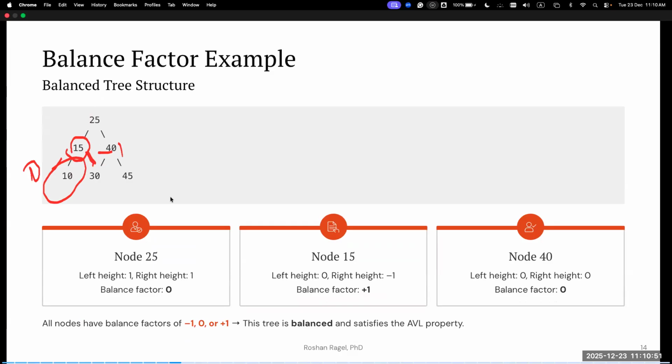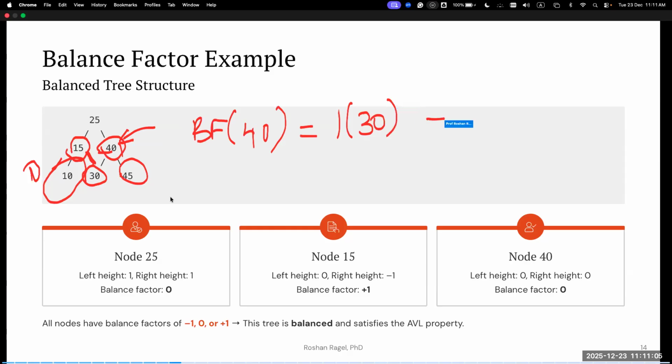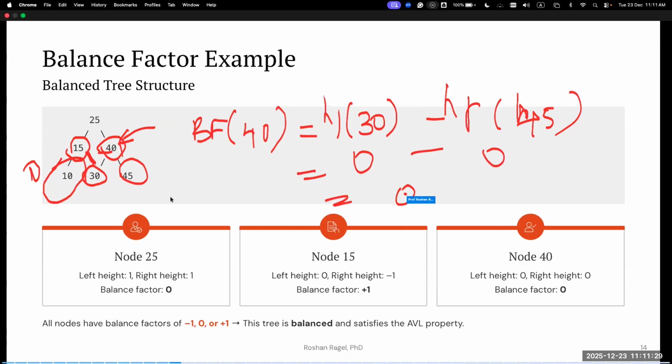If you take 40, both sides are leaves, so both sides are 0. And if you want to find the balance factor of 40, it's going to be the left subtree's height minus the right subtree's height, which is 45, right? So the height of the left subtree, 30, is a leaf, which is 0. The other one is the right subtree, 45, again a leaf, so 0. So the balance factor is going to be 0. So the balance factor of node 40 is 0.